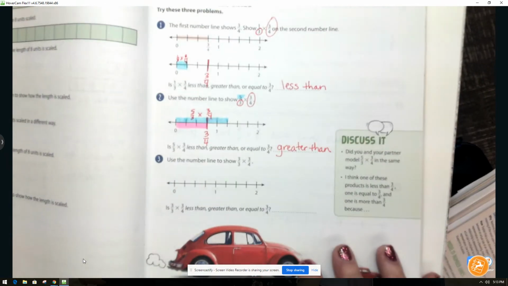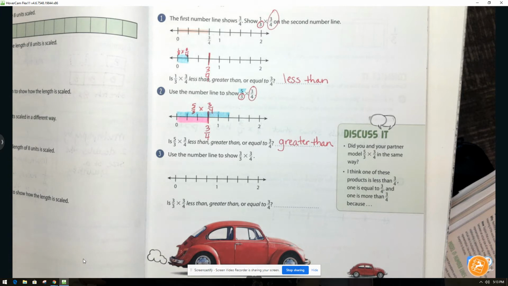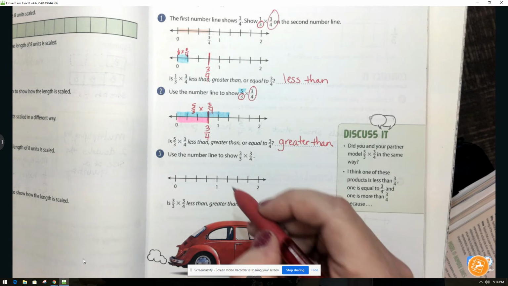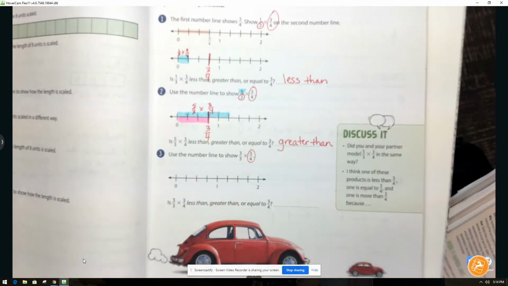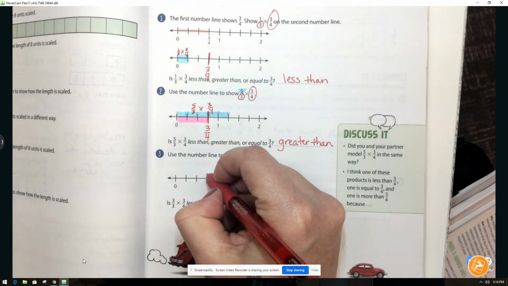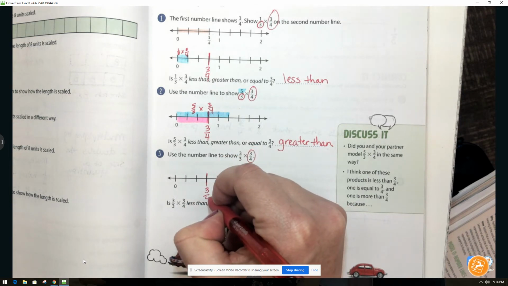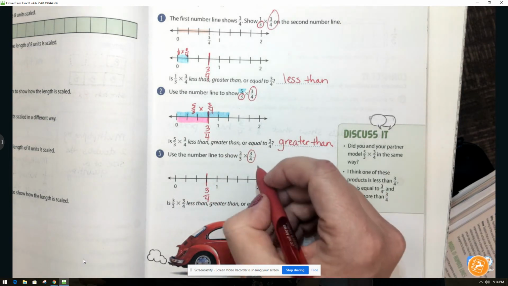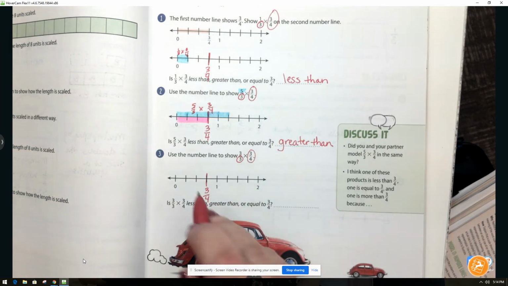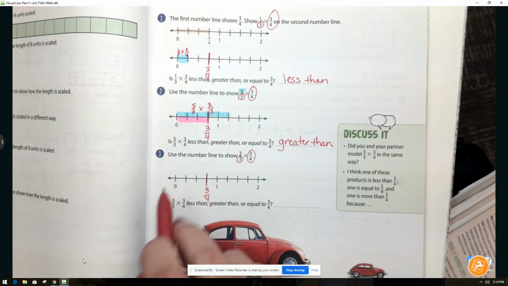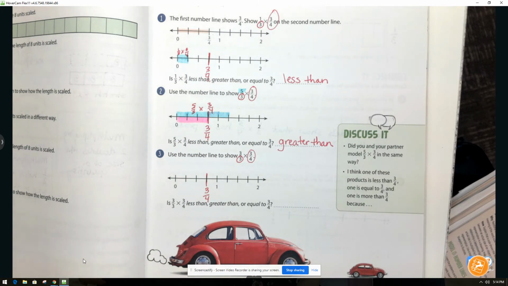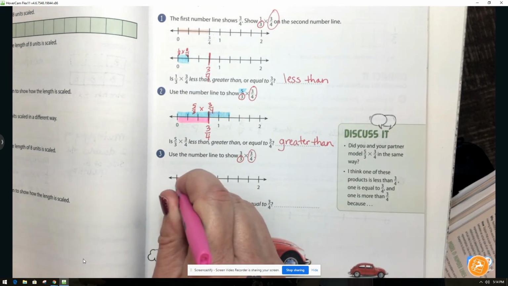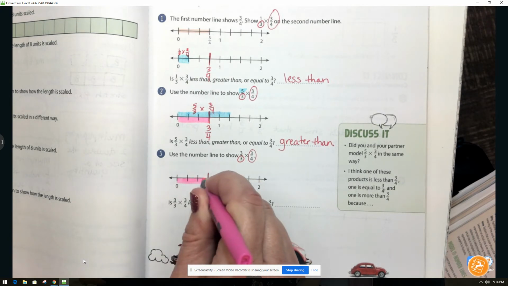And finally, on this page, we're going to do number 3. Number 3 says use the number line below to show 3/3 times 3/4. So, like as we've done in the past, we need to find 3/4. We know where 3/4 is, because we've done it so many times. Then we're going to look at the denominator of the other factor, and we're going to break this factor into thirds. So as I did before, I'm going to highlight what 3/4 looks like on the bottom line.